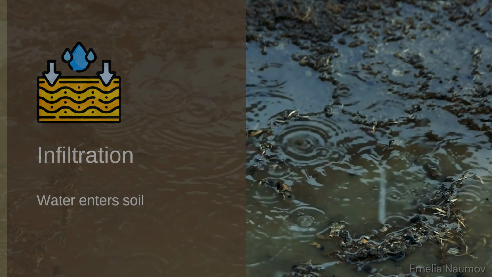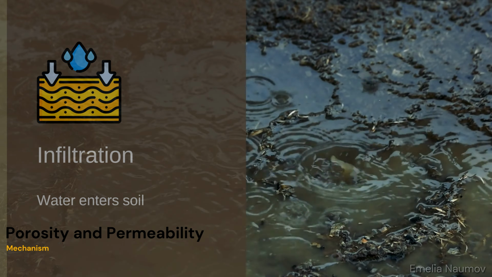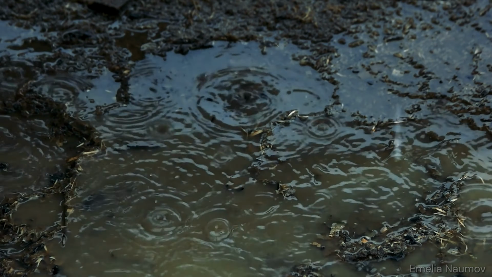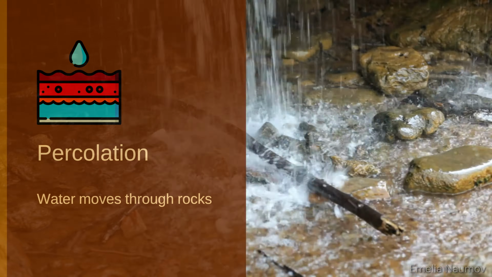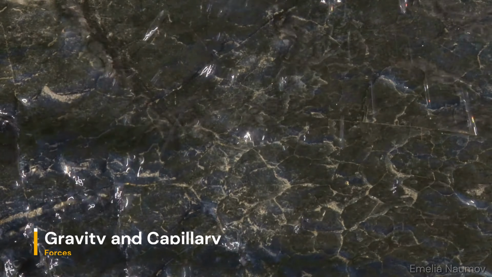Infiltration is when water is absorbed into the soil. The rate of infiltration depends on the porosity and permeability of the soil. Percolation is the movement of water through the layers of soil. The main driving mechanisms involved are gravity and capillary forces.